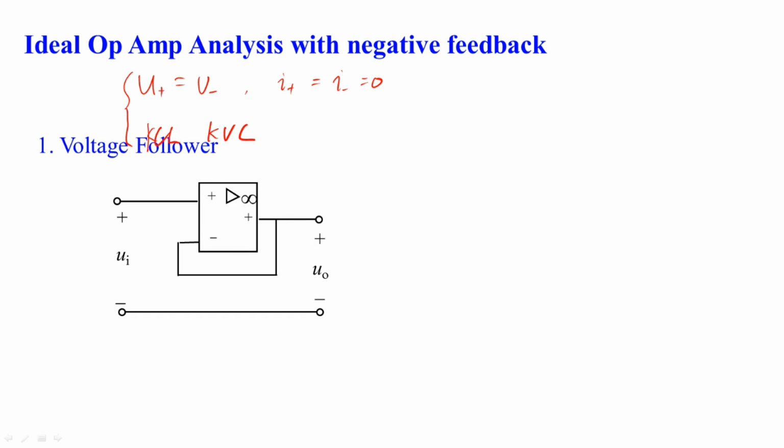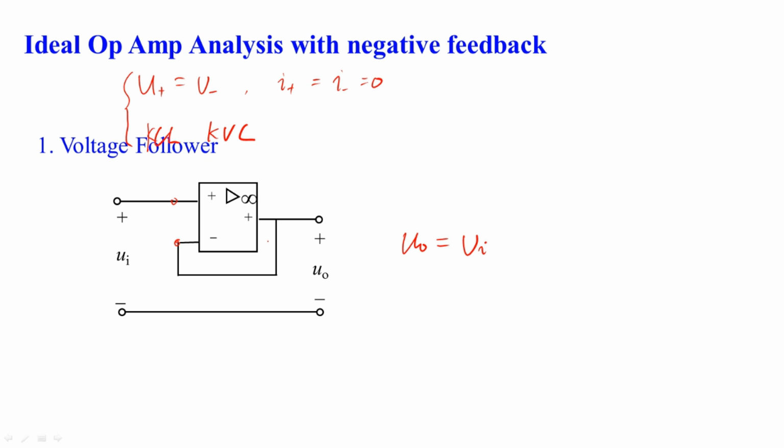The circuit is very simple. Based on the virtual short circuit property, obviously U minus equals U plus equals UI, and this line makes UO equals U minus. Then the relationship between the input and the output is UO equals UI. You may be confused about the function of this circuit since there's no difference between the input and the output value. So what's the characteristic of this circuit?